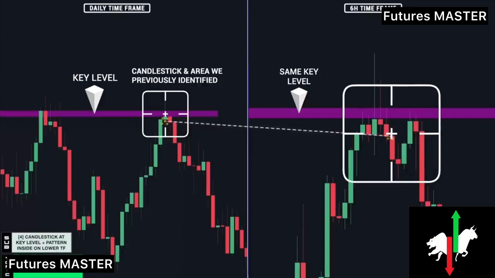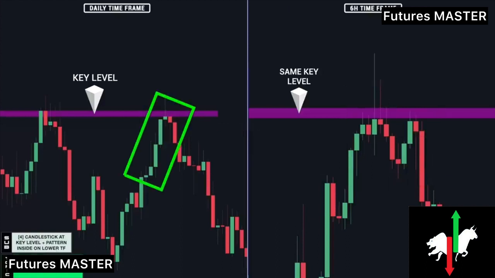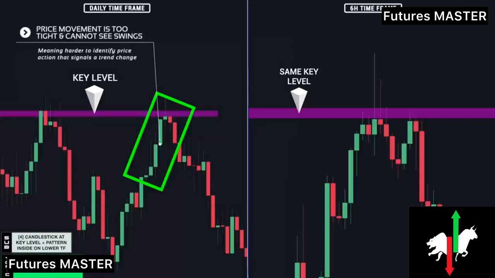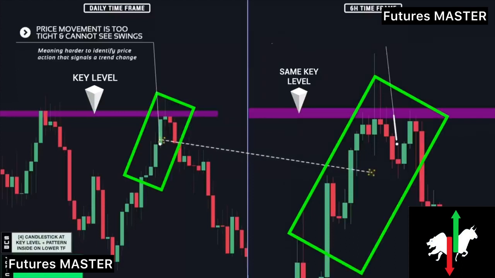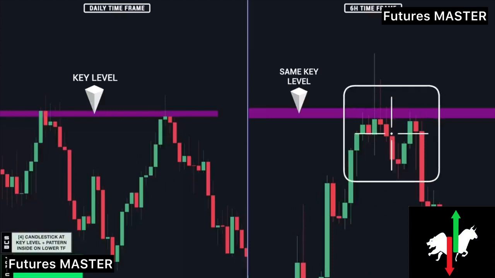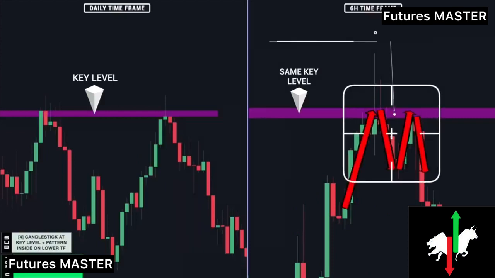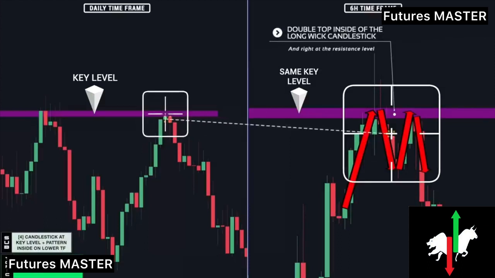Now, the reason we are using a lower time frame is because on the main time frame, where we found the initial setup, price movement is too tight, meaning we don't have good swings that give us good price action that signals a trend change after we had the long wick candle. Whereas here on this lower time frame on the right, we can see so much more data and see the actual swings of price. So what you had on this lower time frame was a perfect double top pattern that formed right at the key level of resistance and inside of the long wick candle from the higher time frame.